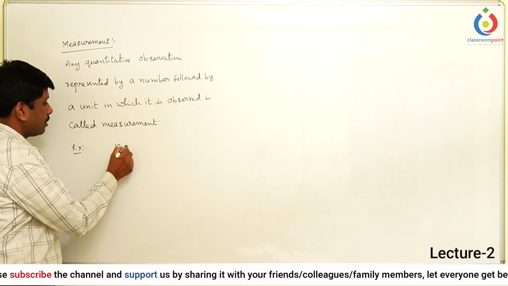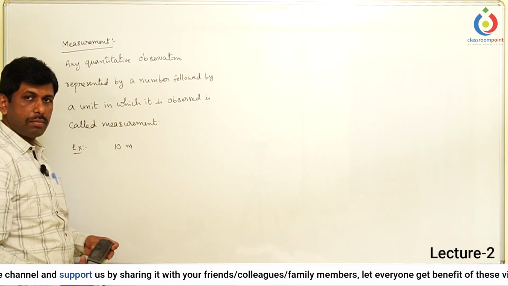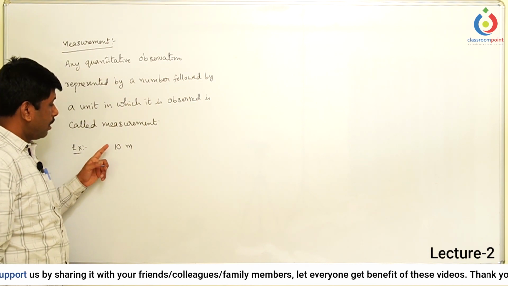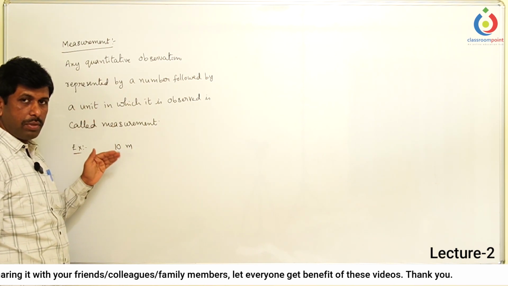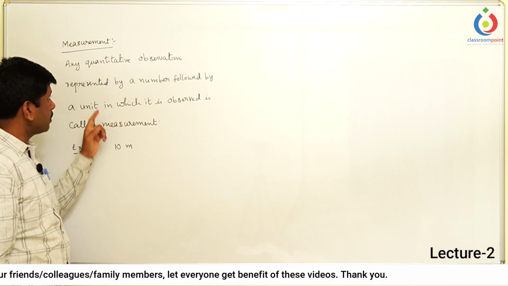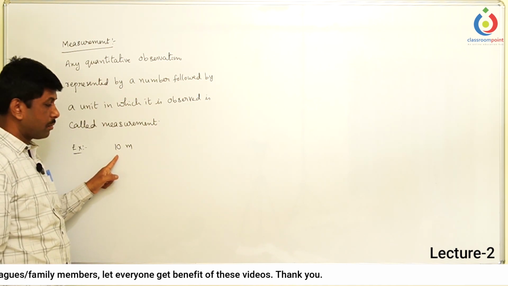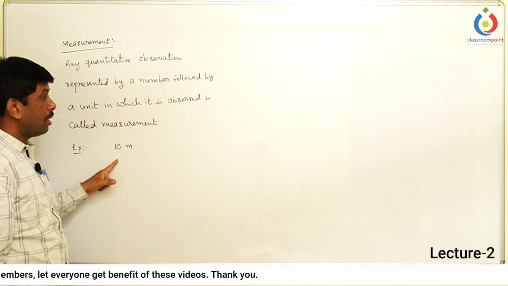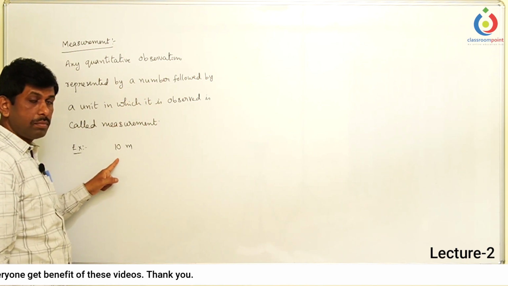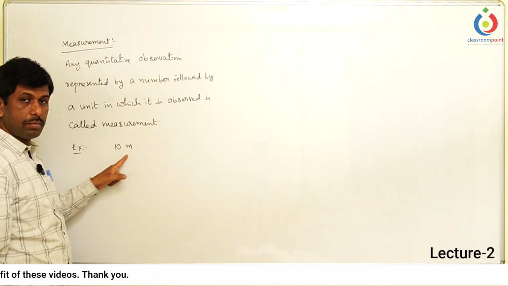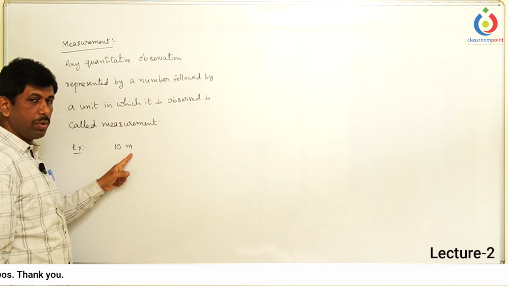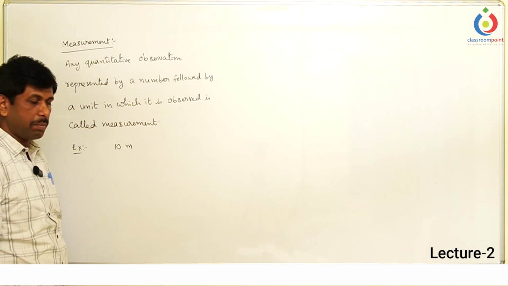So 10 meters is the observation I did and I measured also. Can we call this one a measurement? Yes, we can call this one a measurement. Why? Because there is a quantity involved, and moreover there is a number followed by a unit. So a number followed by a unit is always called a measurement.